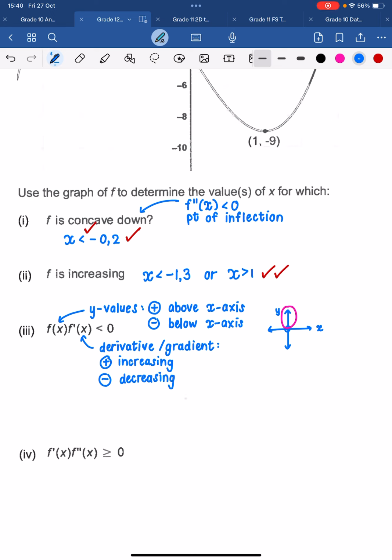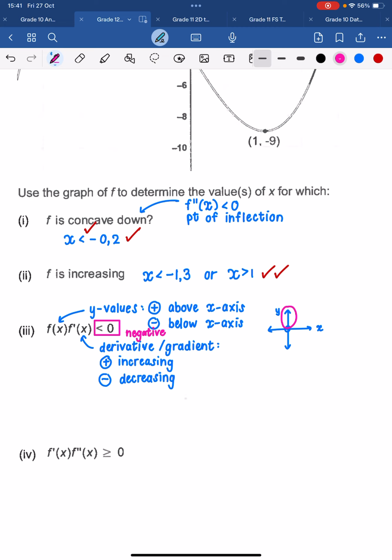If the gradient at a specific point is positive, then it is increasing at that point. If the gradient at a specific point is negative, it's decreasing at that point. So we need to consider both y values of this graph, but also whether the graph is increasing or decreasing, right? Now guys, the key to this question is obviously understanding what I've just explained, but also what are they asking for? They're asking for less than 0. What does less than 0 mean? It means negative.